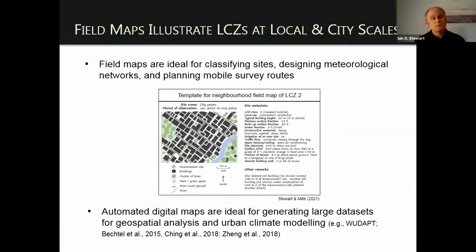I just think it's important to make a distinction between different kinds of maps because they each have their own texture and their own uses. The maps that I'm illustrating here are local scale field maps that can be created just by a visit to a field site and documenting some of the geographical characteristics that are sometimes missed in a city scale or a metropolitan scale map. And I think these are ideal for classifying individual sites and again for designing networks and mobile survey routes and so on.